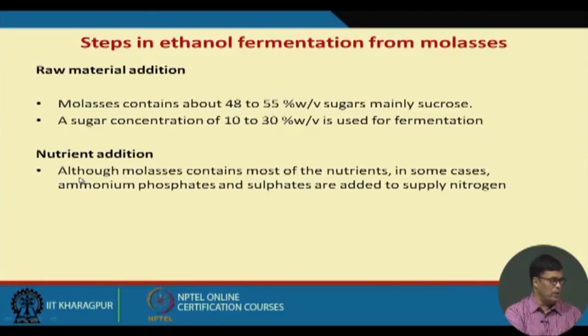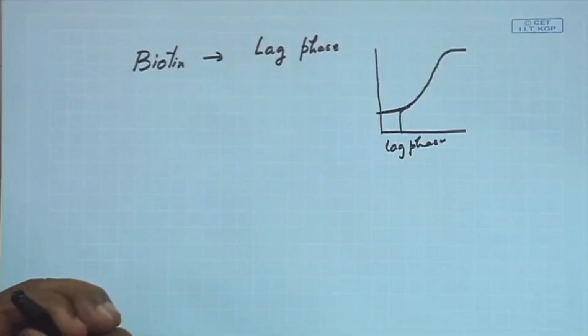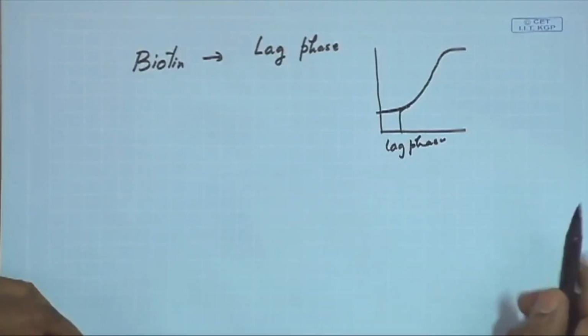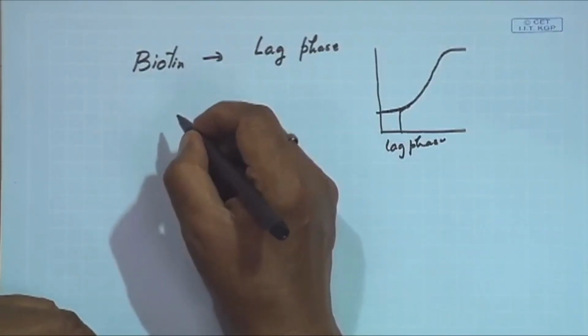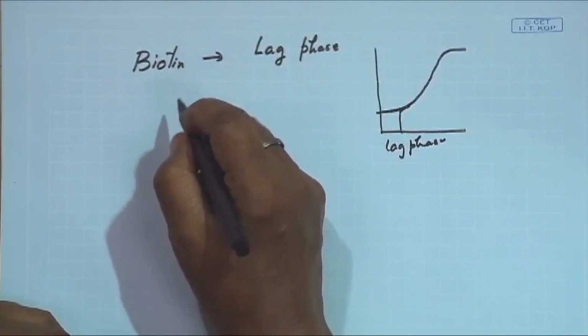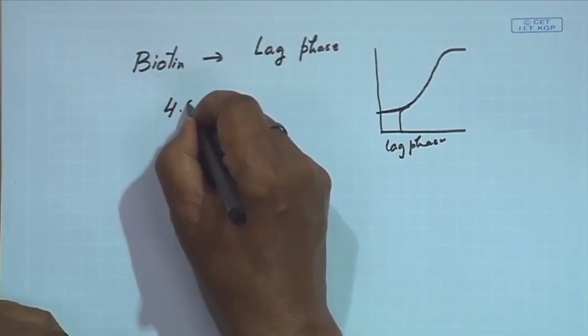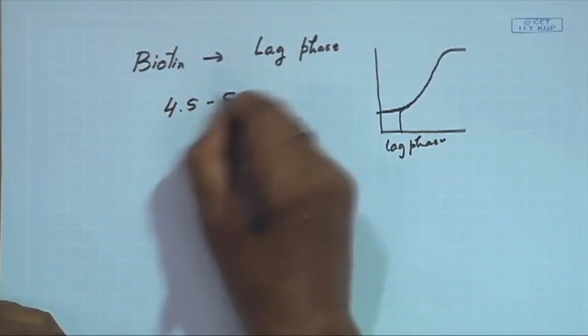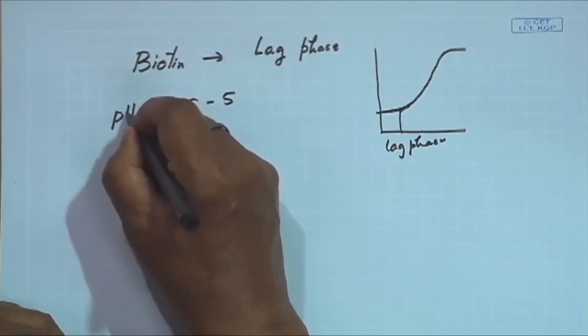Now nutrients: although the molasses contains most of the nutrients, in some cases ammonium phosphate and sulfate are added to supply the nitrogen source. This is the usual practice. Now here I want to point out one very interesting thing that I told you, that in the yeast fermentation process we usually maintain an acidic pH, that is 4.5 to 5. This is the pH that we maintain.